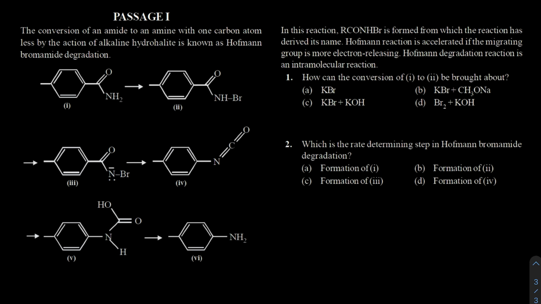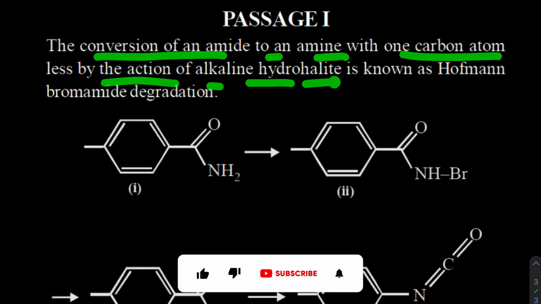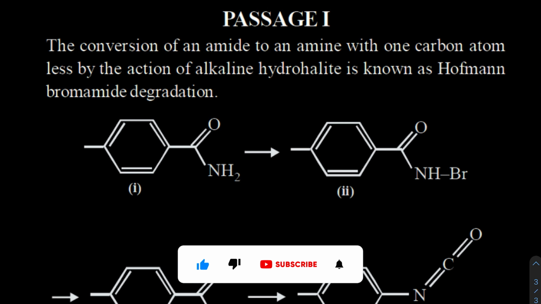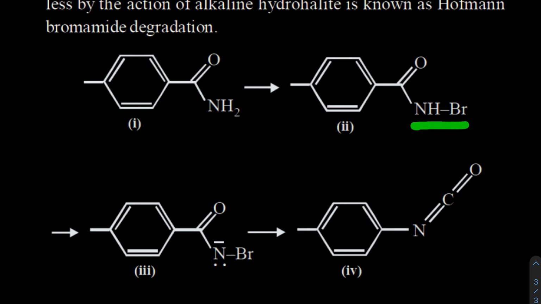So this is a passage based on Hoffmann Bromamide Degradation in JEE Advanced 2006. Now let's have a look. What we have in this question is a conversion of an amide to an amine with 1 carbon less by the action of alkaline hydrohalide or hypohalide, whatever you can call it, known as Hoffmann Bromamide Degradation. We see that it is a 1 degree amide which gets converted into bromamide, which eventually undergoes loss of hydrogen and undergoes rearrangement like this.